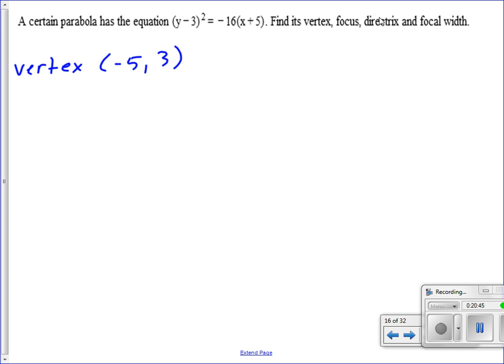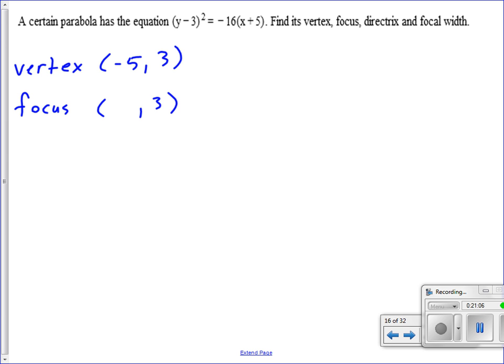Okay, the next thing we have to do is find the focus. First of all, is this opening up or down, or left or right? Left and right, because it's y squared, right? So which one from the vertex are we moving? Are we moving the x, because that's the one that goes left and right. Everybody understand that?